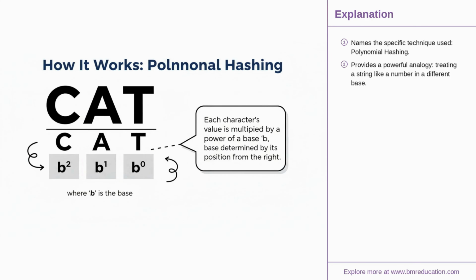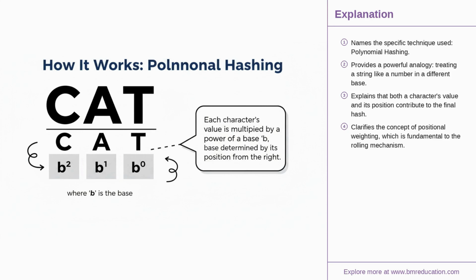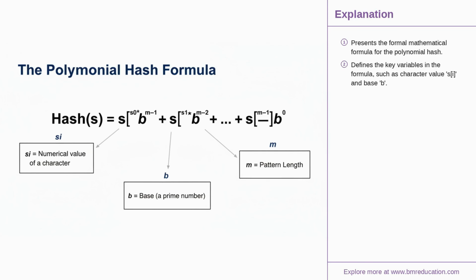To make this rolling update possible, Rabin-Karp uses a specific type of hash called polynomial hashing. The idea is to treat a string as if it were a number in a non-decimal base system. Each character is assigned a numerical value, and its position in the string gives it a different weight. Just like in the number 253, the 2 is weighted by 100, the 5 by 10, and the 3 by 1. Let's look at the formula this creates.